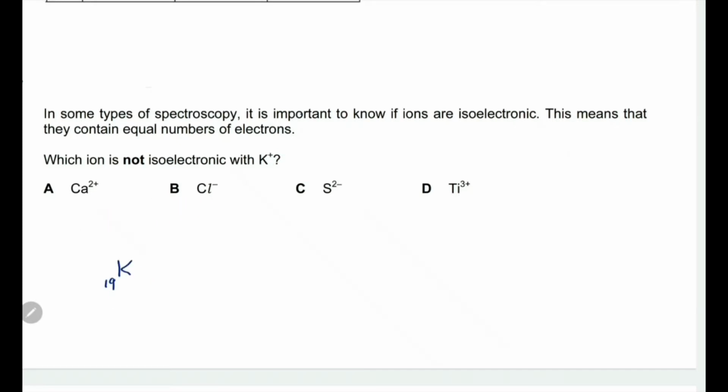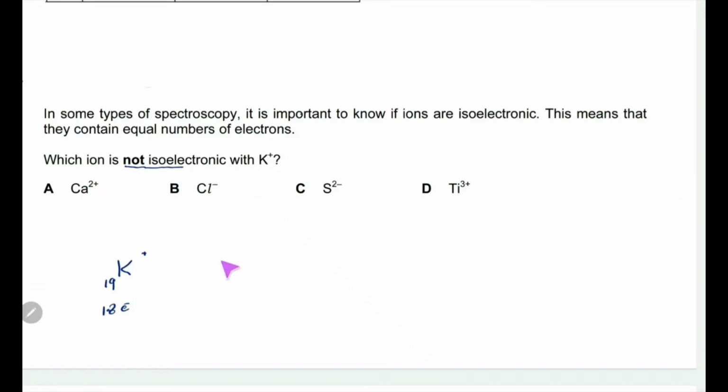You will be provided the data booklet for some things you do not want to remember. Potassium's atomic number 19 shows that it has 19 electrons and 19 protons, but we are given the potassium positive cation, which means it now has 18 electrons. Now we will choose the choice that is not isoelectronic, which one does not have 18 electrons.